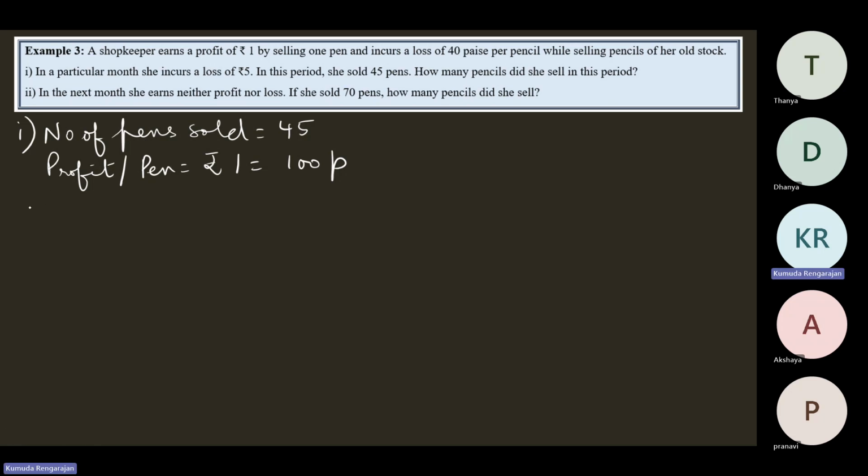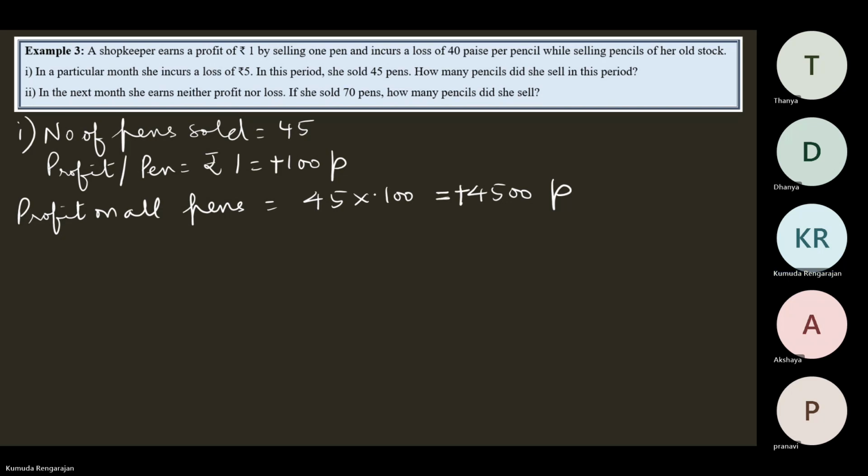Okay. Now, what is the profit on all pens? Profit on all pens is equal to 45 into 100, that is 4500 paise. This is positive, because a profit is positive. Yes or no? Yes, ma'am.